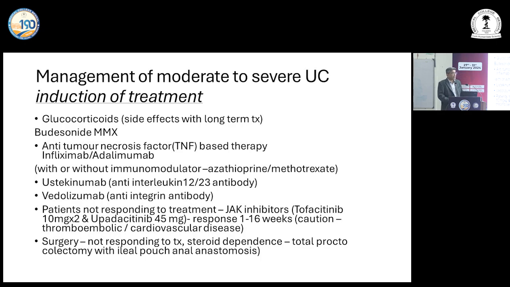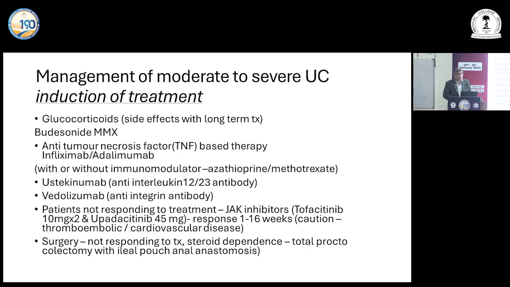Now, patients who are not responding to this treatment, there is also a new armamentarium which we are using, which is JAK inhibitors. So you have probably heard of tofacitinib and upadacitinib. Tofacitinib has been used for rheumatoid arthritis before, psoriatic arthritis before. We usually start at a dose of 10 milligrams twice daily, and usually see a response within 4 weeks.